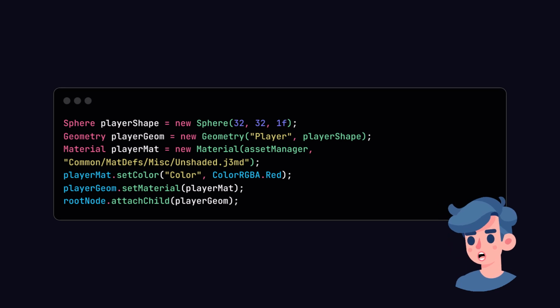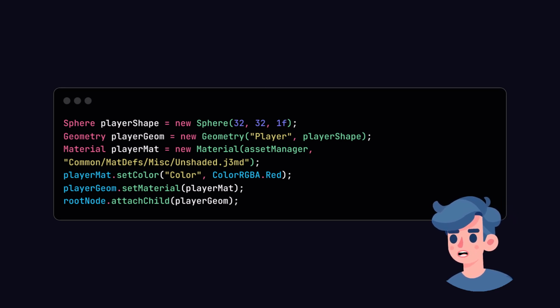Next, let's create a visual for the player. We will add a sphere representing the player character in the scene. This will give the player a visual representation in our dungeon environment. Note that we colored it red to differentiate it from the box and other geometries.